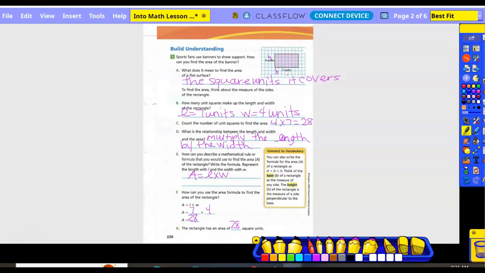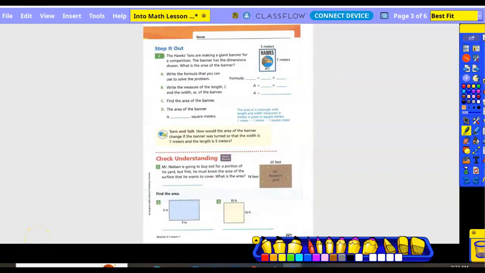Okay. Step it out, number 2. The Hawks fans are making a giant banner for a competition. The banner has the dimensions shown. What is the area of the banner? Write a formula that you can use to solve the problem. So what did we just say? Area equals what? Length times width.